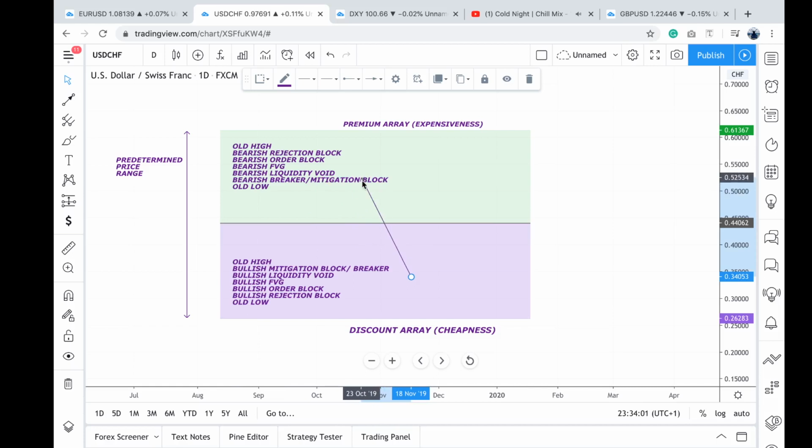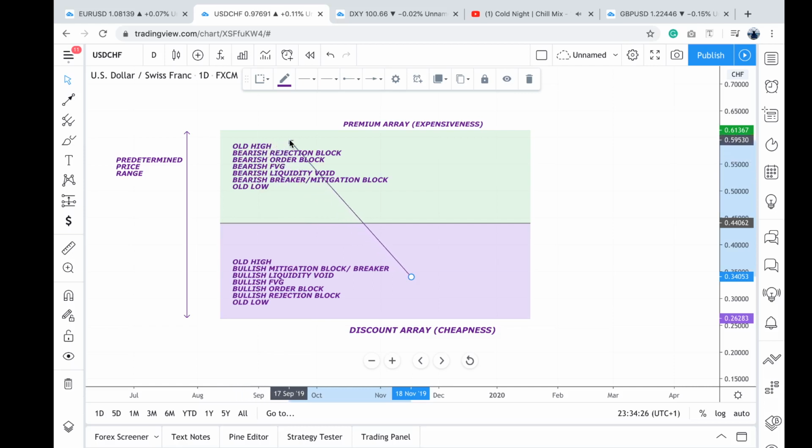Should that appear on your chart, and should price go past this level, the next thing to reference would be a bearish liquidity void. After that, bearish fair value gap. After that, bearish order block. After that, bearish rejection block. And lastly, we've got old highs. So old highs, in terms of expensiveness, is the most premium price level you can get.